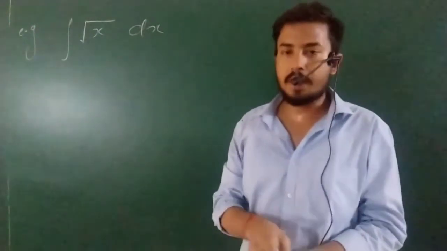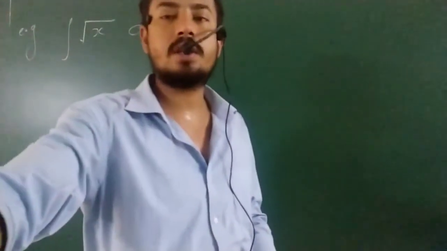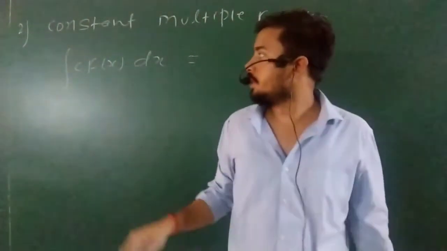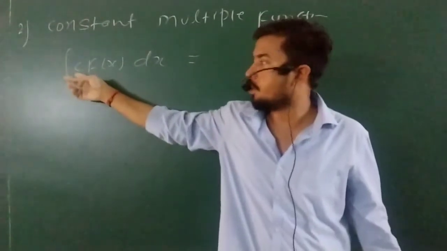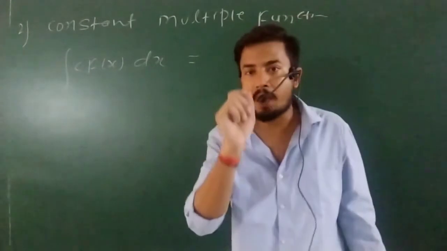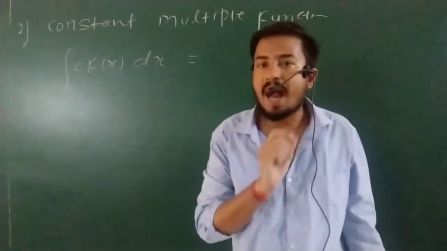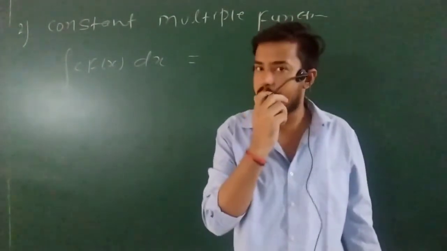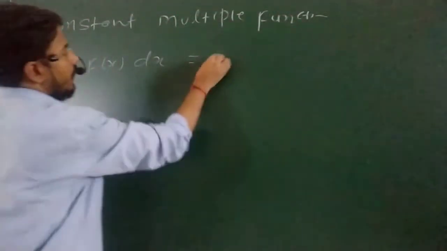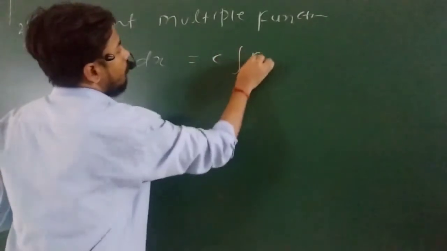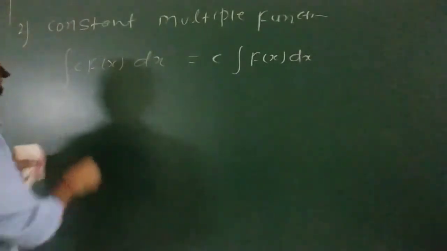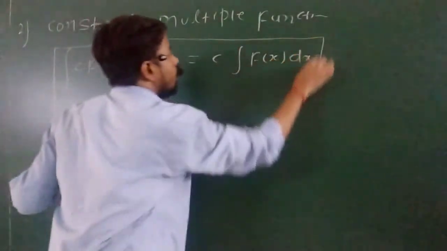Next, see constant multiple function. We are going to discuss constant multiple. Constant multiple means any function which is multiplied by some constant. I assume this is a function f of x and this is multiplied by some constant c. In that case, if a constant is there, then we can take that constant outside the integration. So this result will become like that, c outside, and now you have to integrate only f of x. Getting my points? So you can evaluate your question like that.